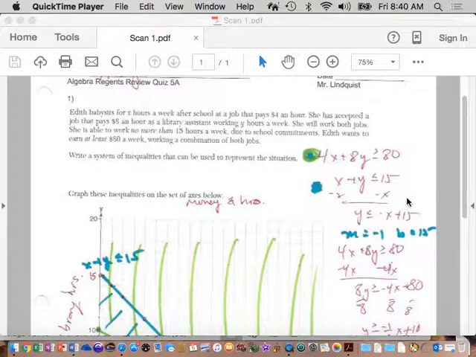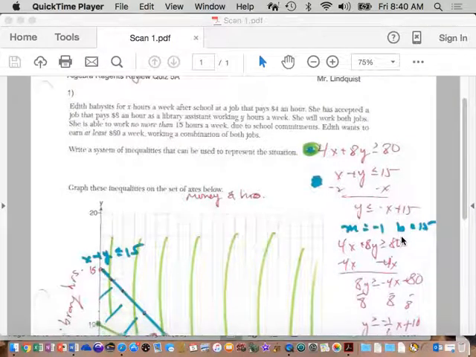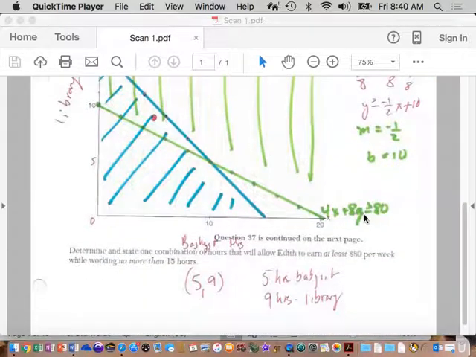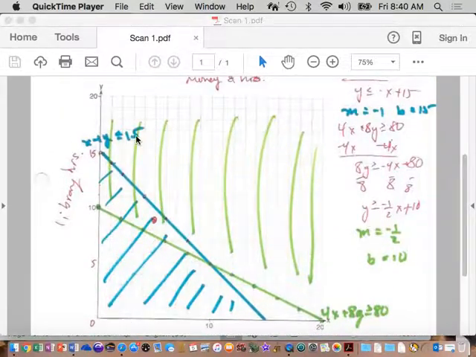For the first one, I subtract X from both sides, and I get a slope of -1 and a Y-intercept of 15, and you can see the blue graph right here. Y-intercept is 15, slope of -1, and I just draw that line, and because it's an inequality and it's less than, I shade below. Where do you shade for greater than, everybody? Above. Above, good.